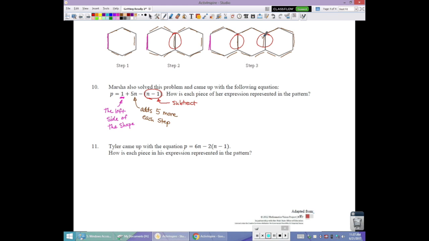So when we're on step 2, we cover one side. When we're on step 3, we cover 2 sides. What I'm calling here the inner sides. So if we add 5 for every step, we then have to balance that by subtracting the inner sides that are not actually part of the perimeter.